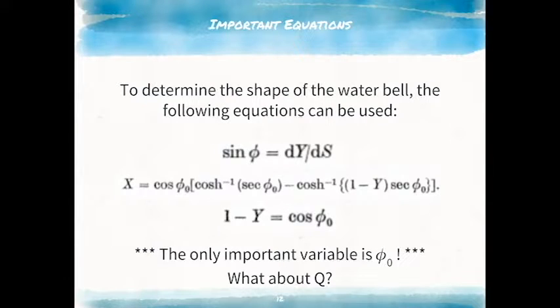This slide shows the equations that we used. By knowing phi, which is the vertical angle of the cone, we were able to calculate the trajectory of the bell as well as the locus of the maximum radius for each bell shape.